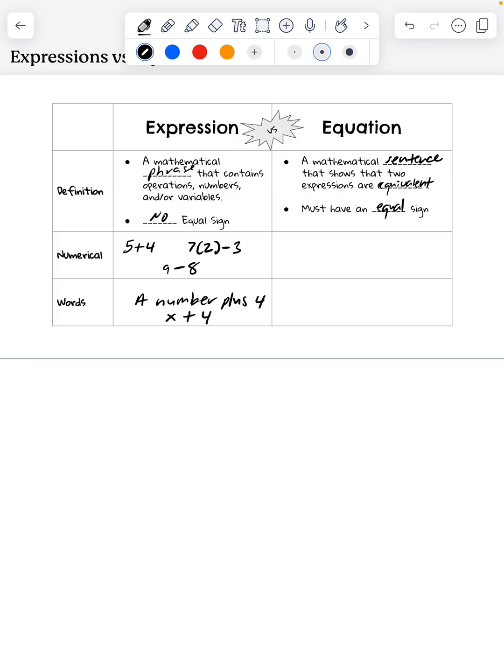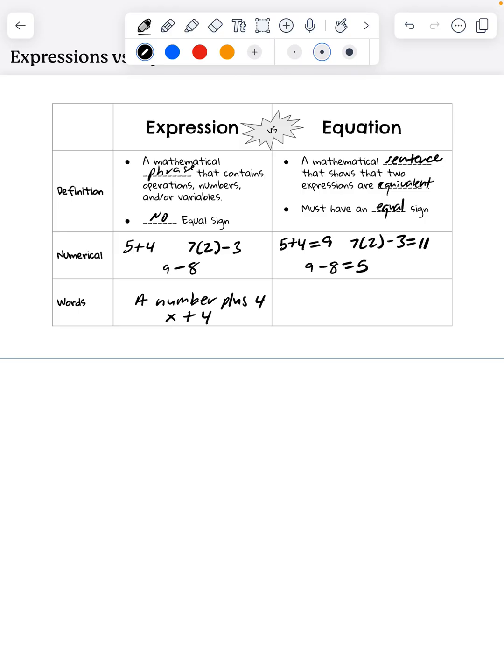Okay, so if I have 5 plus 4 equals 9, that is an example of an equation. Another example would be 7 times 2 minus 3 equals 11. Basically, adding that equal sign is what makes it an equation instead of an expression. On the other side, we just had 5 plus 4, which was the expression, but then equals 9 makes it an equation. Then if we have a minus 8 equals 5.